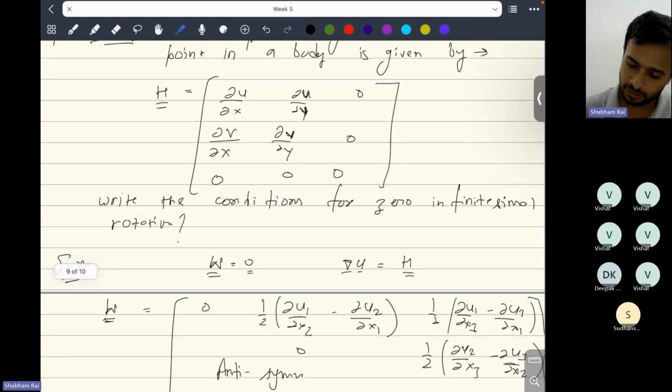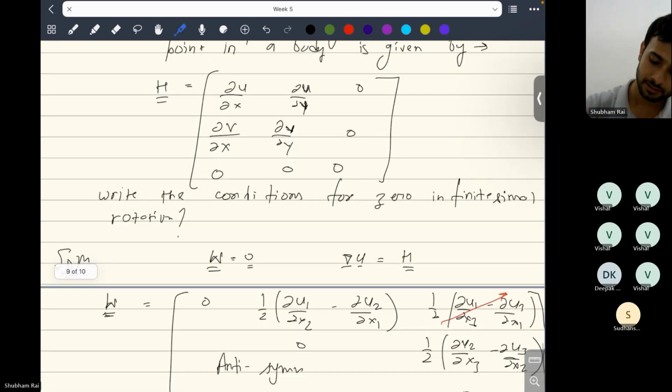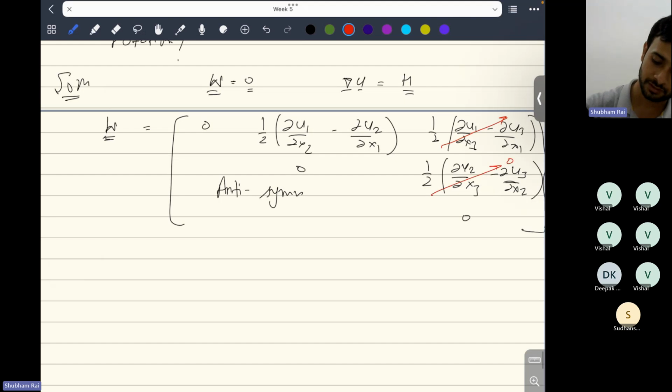If you see del u1 by del x2 and del u2 by del x1, we cannot interpret this from here. But del u1 by del x3, which is this element, is already 0, and del u3 by del x1, which is this element, is also 0. So this term is already 0. Similarly, del u2 by del x3 is this element, which is 0, and del u3 by del x2 is this element, already 0. So this term will also be 0. The only non-zero term left is del u1 by del x2, so del u1 by del x2 should be equal to del u2 by del x1.